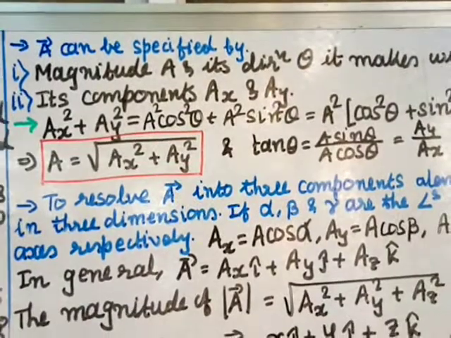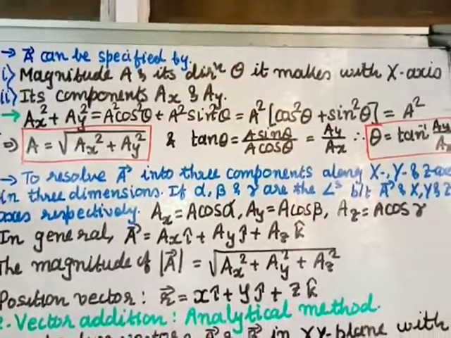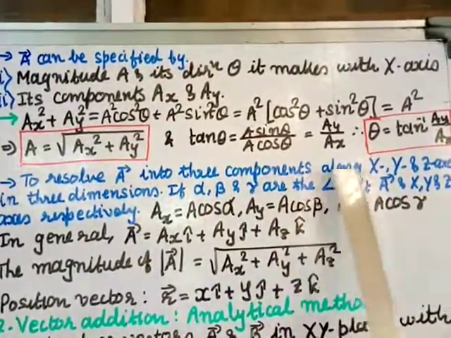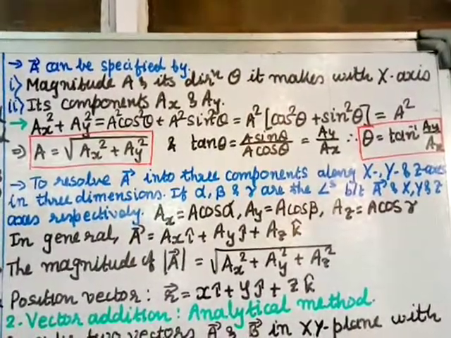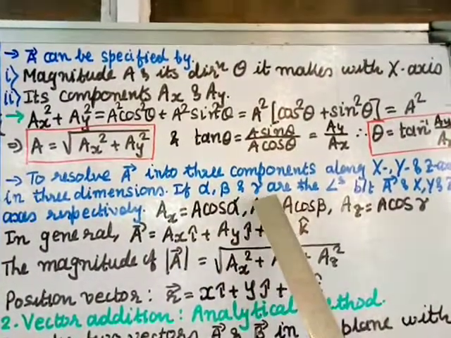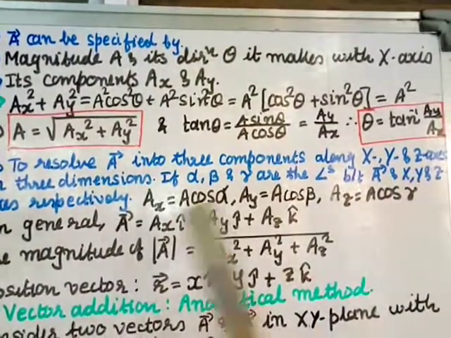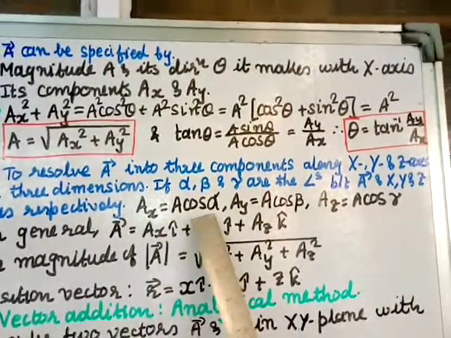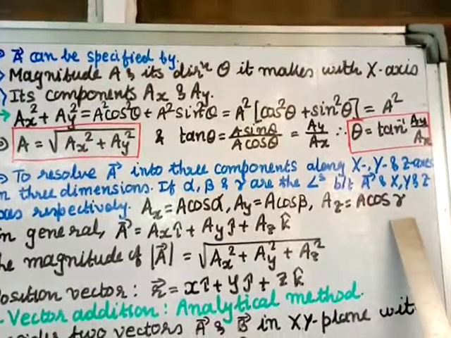Now this is in a plane or in two dimensions. In three dimensions also we can resolve. So to resolve vector A into three components along the x, y, z axes in three dimensions, how do we do it? If alpha, beta and gamma are the angles between vector A and the x, y, z axes respectively, then we can say Ax is equal to A cos alpha, Ay is equal to A cos beta, Az is equal to A cos gamma.